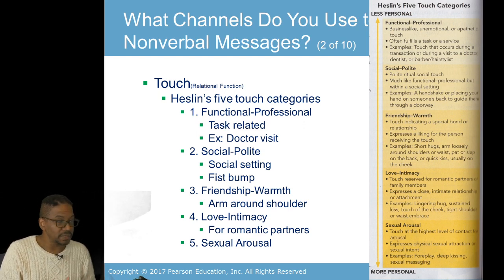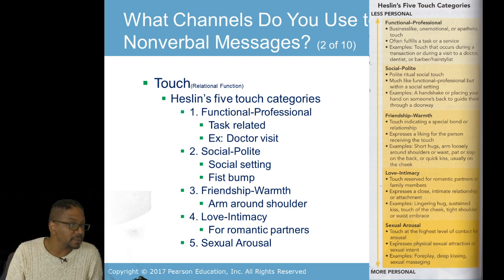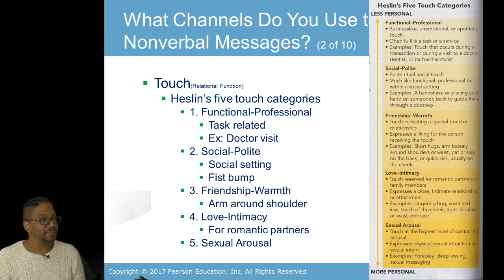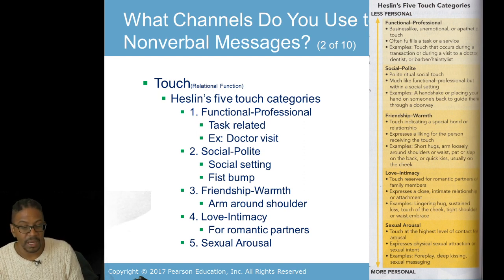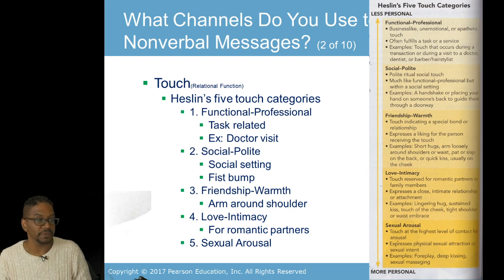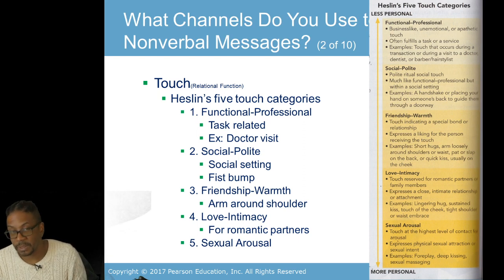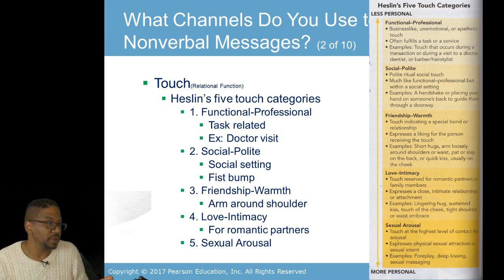Next, you have the social or polite touching. That could be a handshake, or a fist bump. It could be putting your hand on someone's back as you try to help them get to wherever they're going. It's not as intimate as something you do with a close friend, but it does show some type of openness and being social, or just the type of politeness that you would show to a stranger.